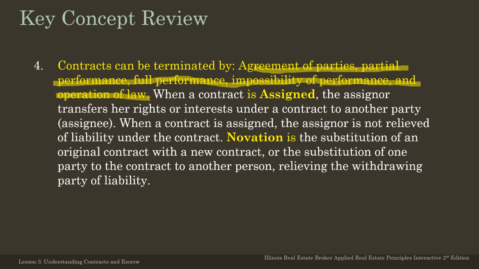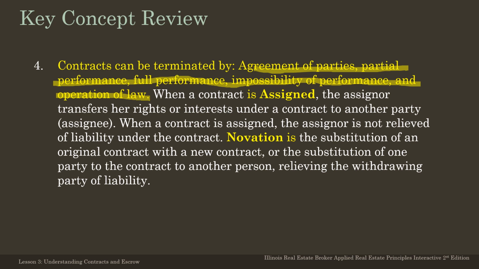Contracts can be terminated in a number of ways. Agreement of the parties, the two parties say, let's cancel the contract. This business of partial performance and full performance is a little beyond the scope of this particular class. Impossibility of performance, that simply means that, let's say the house burnt down. The house burnt down, you had a sales contract on it, it would terminate. Operation of law might be an eminent domain proceeding. So after you put a contract in to purchase somebody's house, the owners get notified of an eminent domain proceeding. They're going to take the property and maybe build a road where it's at. That would also terminate the contract.